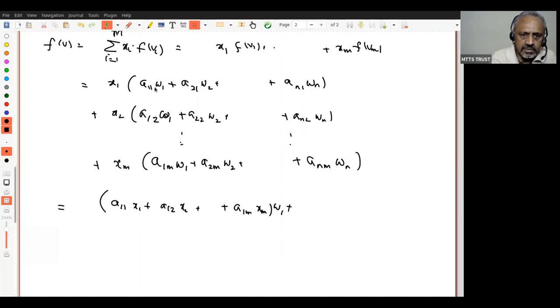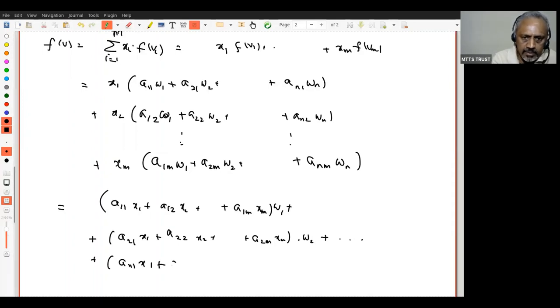Now you understand this? I am writing column by column, and the second thing will be a21 x1 plus a22 x2 plus a2m xm, into w2. Okay, plus dot dot dot, plus the last term is going to be the nth term, that is an1 x1 plus an2 x2 plus anm xm, into wn.